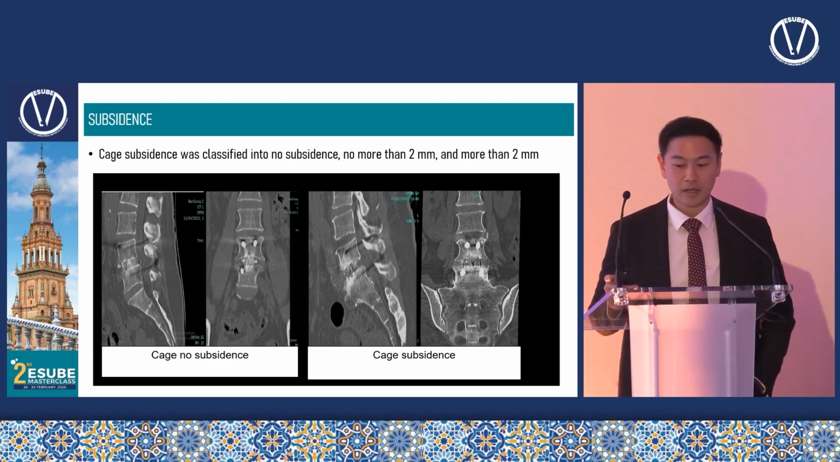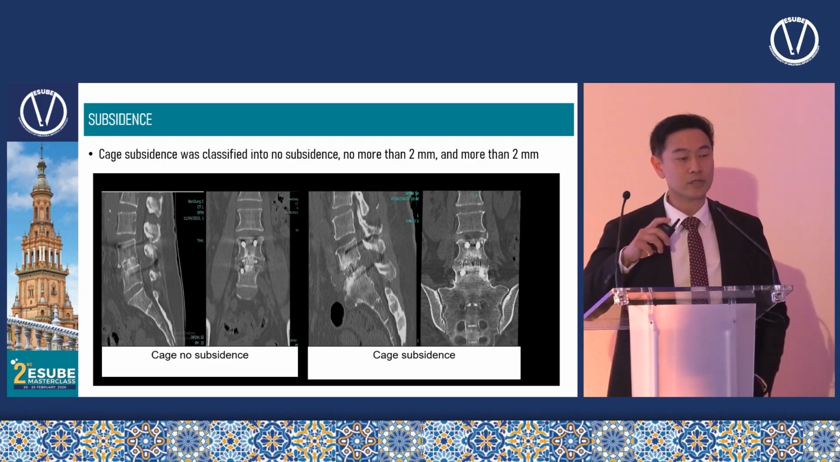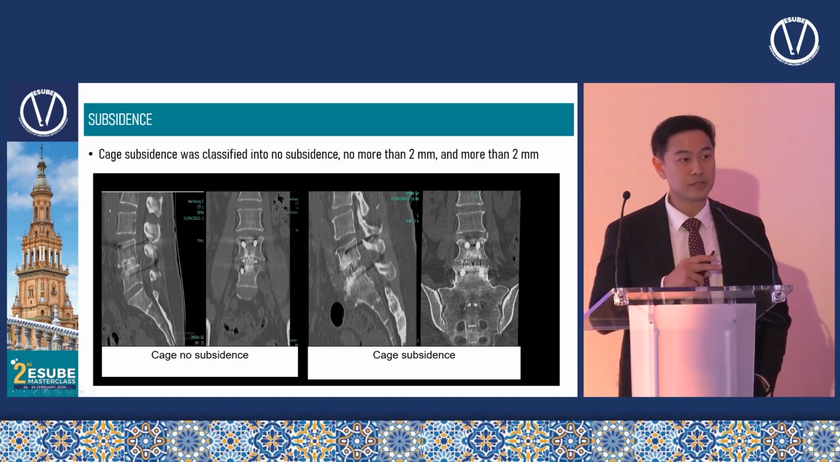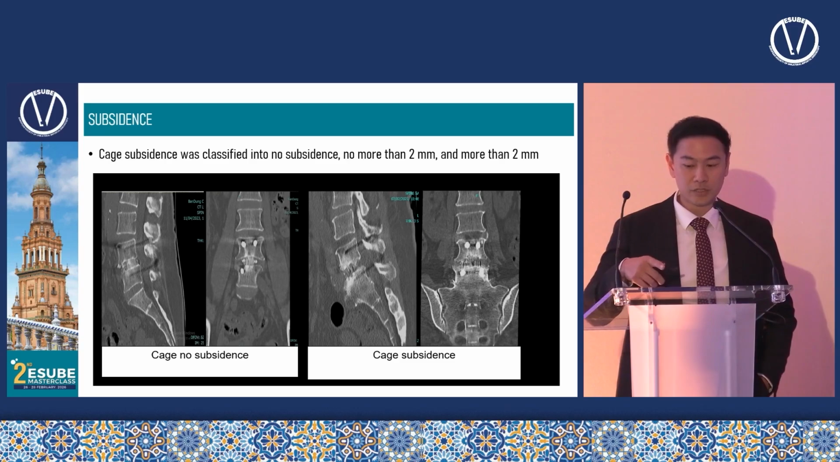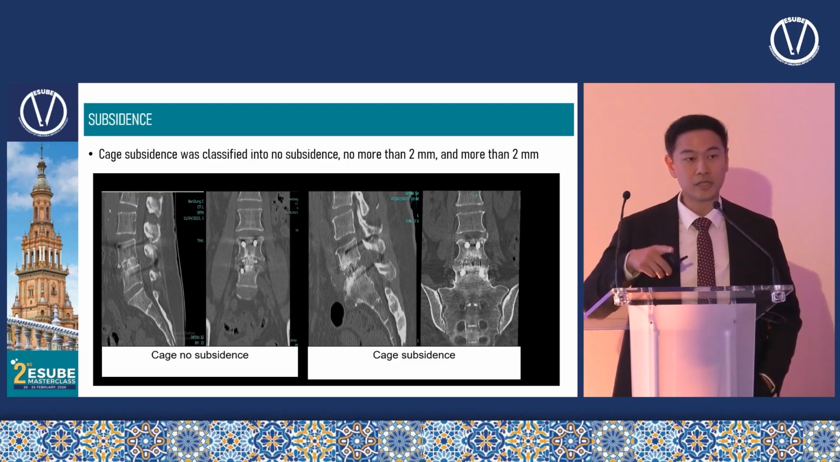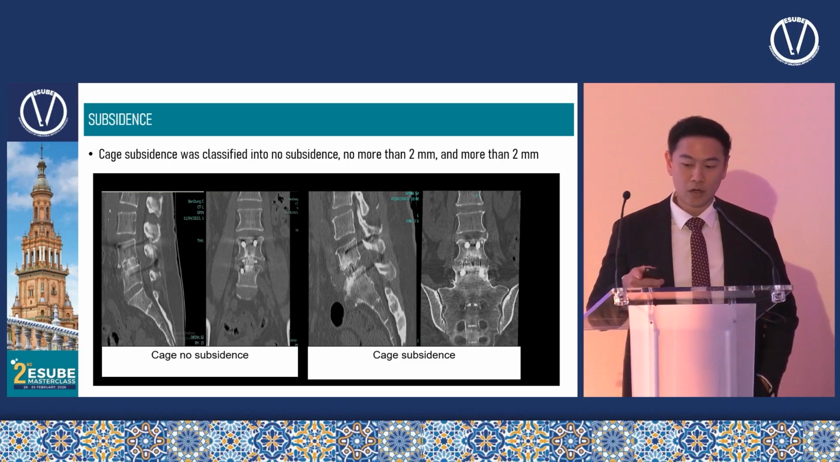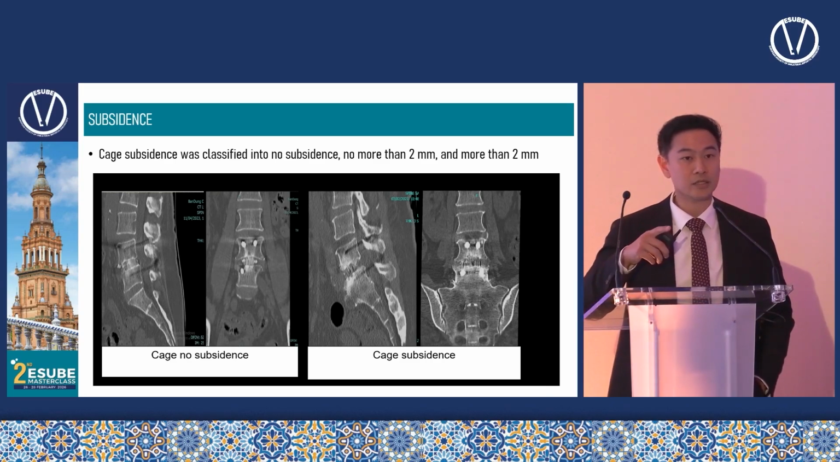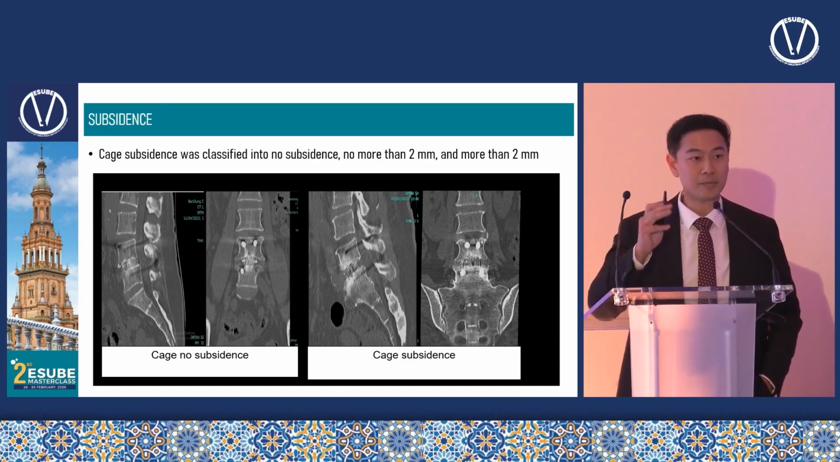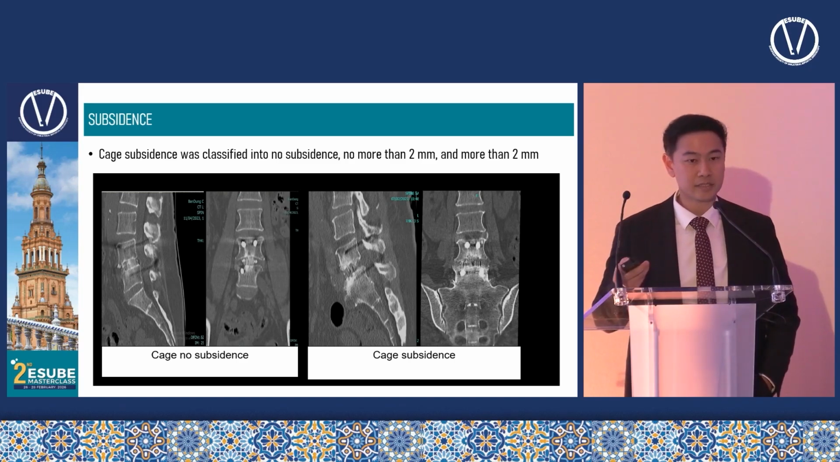Subsidence is defined as the cage sinking into the vertebral body by more than 2 millimeters. You see in the left picture, the case with no subsidence. In the fusion, you see trabecular bone formation across the cage. On the right side picture, the cage has sunk into the vertebral body in the upper level by more than 2 millimeters. This is subsidence.